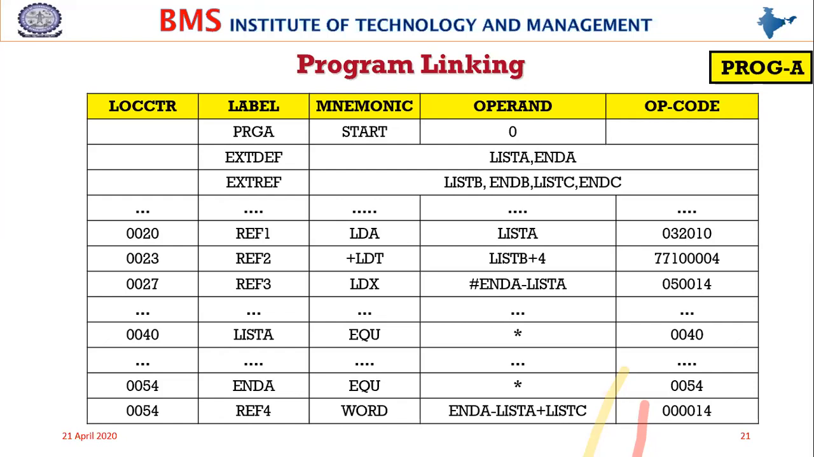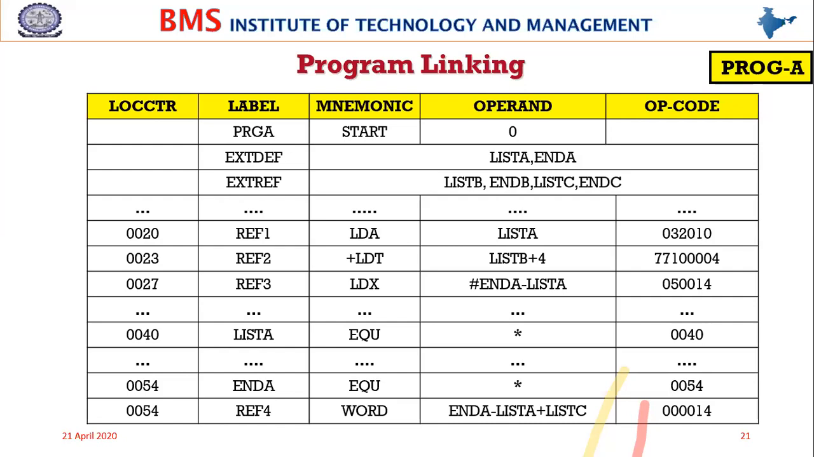So among these ref1, ref2, ref3, these three labels: the first one needs list A, the third one needs NDA minus list A. So we don't need modification records. We need a modification record only for the instruction at 0023, that is list B plus 4, because list B is not defined in this control section, but is defined in some other control section.